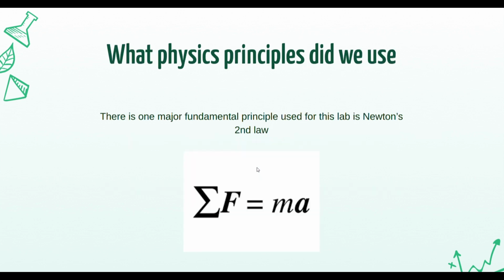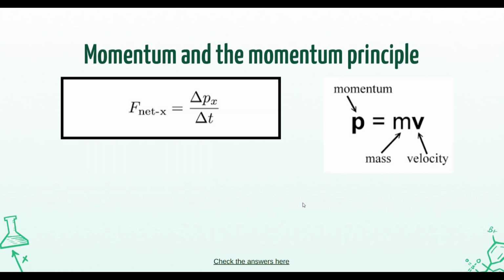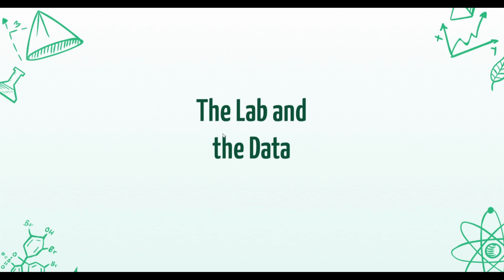So what physics principles do we use? The major physics principle used here is Newton's second law. Newton's second law is the derivative of velocity over time, or you can write it as acceleration is equal to the net force over m. This relates to the momentum principle. Remember, momentum is mass times velocity, and the momentum principle is the change in momentum over the change in time. In the specific formula, it's in the x direction.